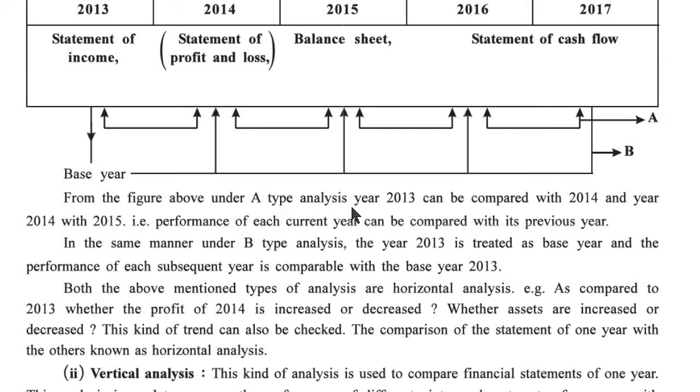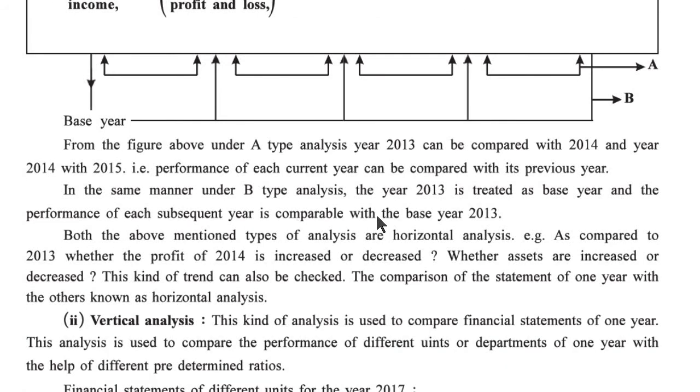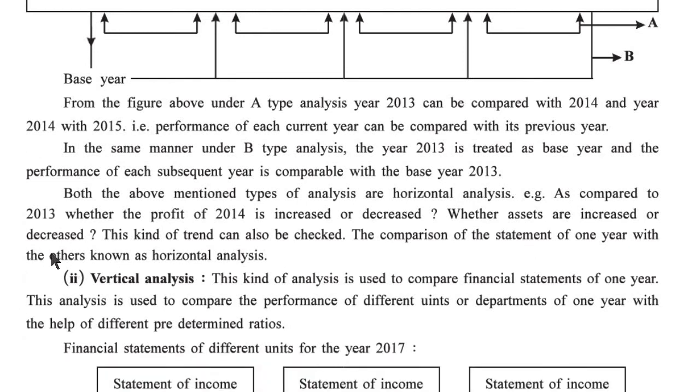From the figure above, under A-type analysis, year 2013 can be compared with 2014 and year 2014 with 2015. Performance of each current year can be compared with its previous year. In the same manner, under B-type analysis, the year 2013 is treated as the base year and the performance of each subsequent year is compared with the base year 2013. Both of the above mentioned types of analysis are horizontal analysis. As compared to 2013, we can check whether the profit of 2014 increased or decreased, and whether assets increased or decreased. This kind of trend can also be checked. The comparison of the statements of one year with another is known as horizontal analysis.